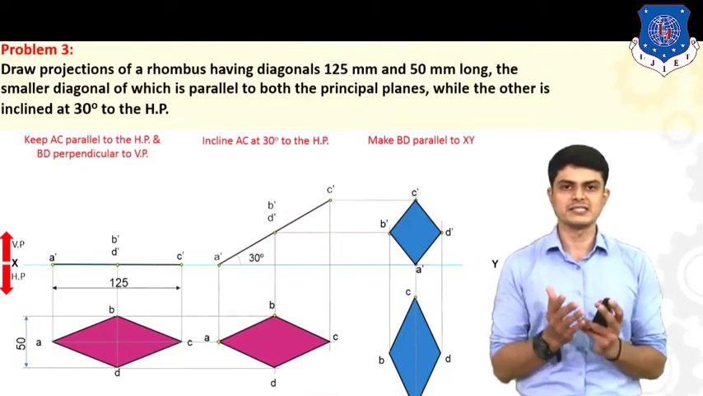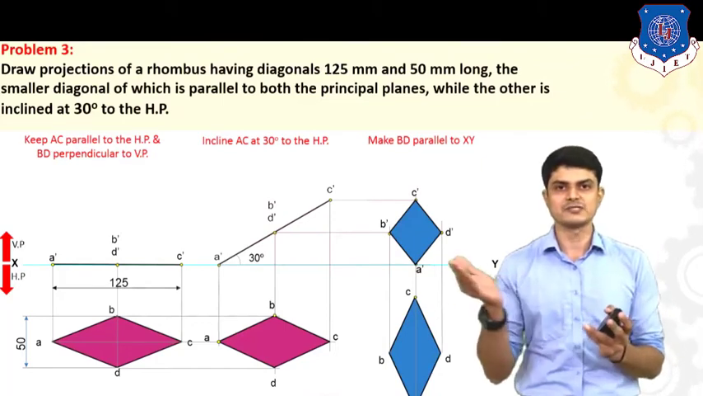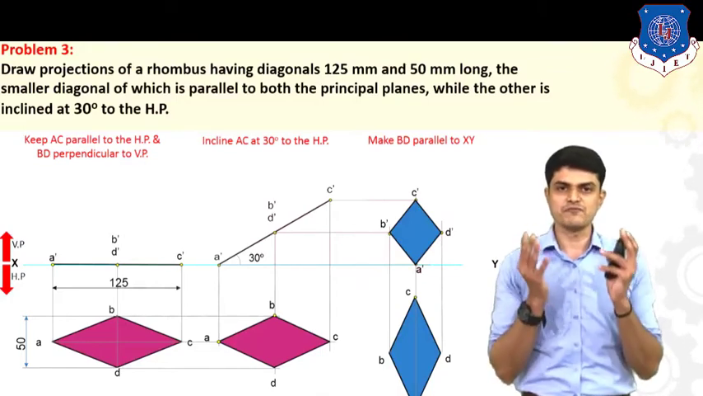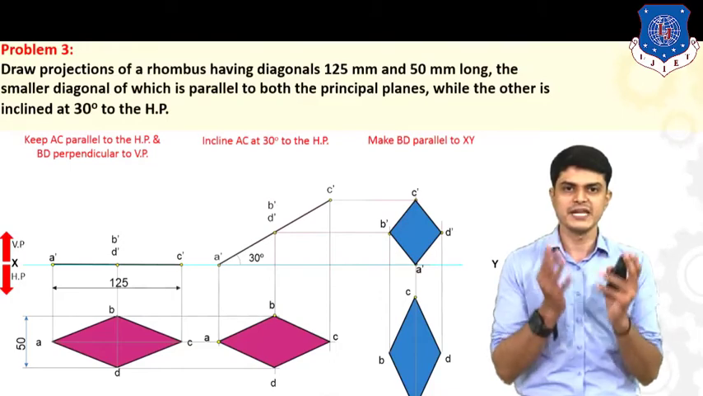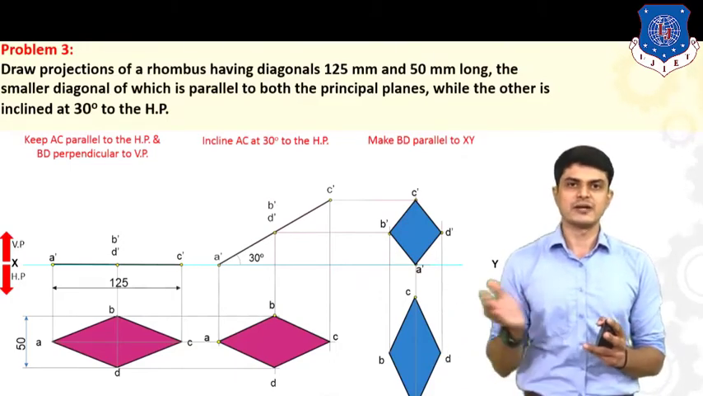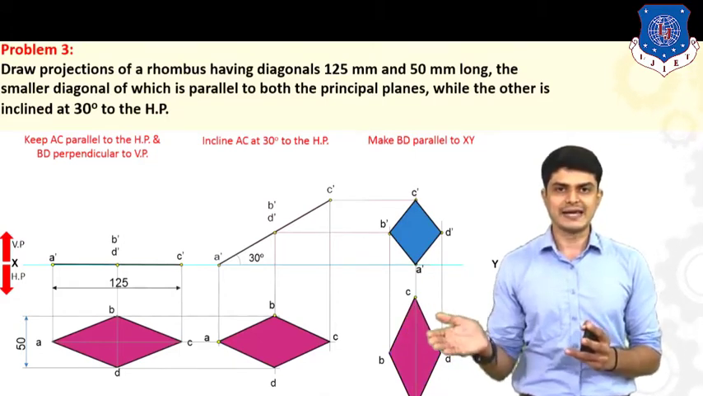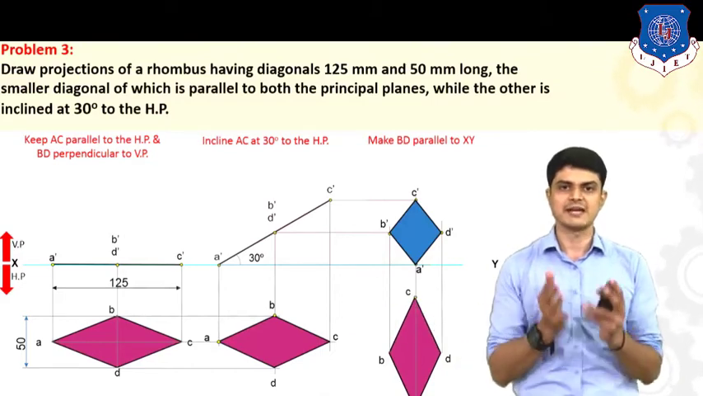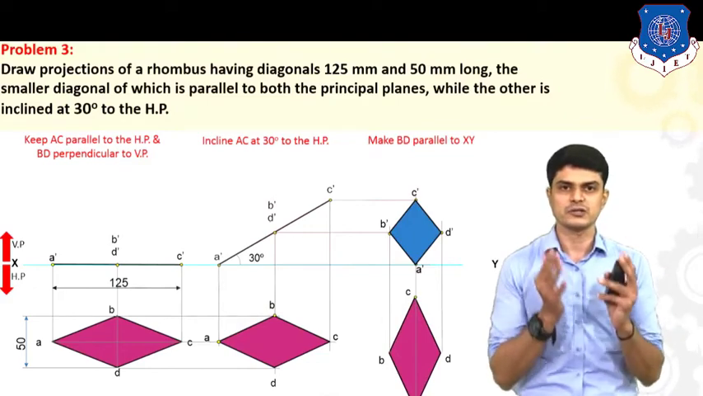So we should make this smaller diagonal BD parallel to the XY line, and we know that the XY line represents your VP as well as your HP. So if you draw your BD line parallel to the XY line, your BD would be parallel to both the reference planes, HP as well as VP. So let us draw this BD parallel to the XY line, and then redraw this figure of your second stage into your third stage with the help of your rounder, and you will have this final figure generated in your third stage.